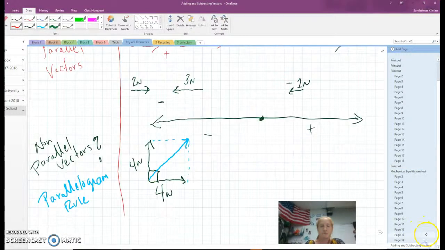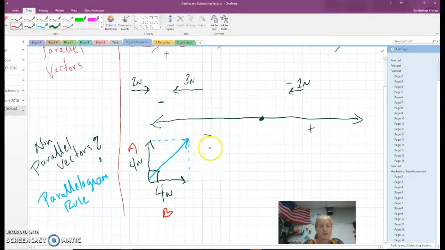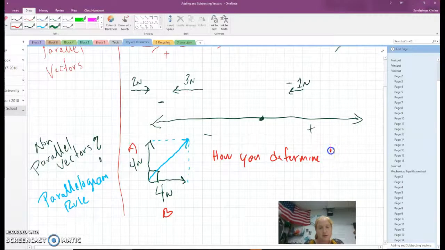Okay, adding and subtracting vectors. Okay, so that's the base. And if you notice, I'm always labeling this one as A and this one as B. That just makes it easier for me for being consistent because we're going to need to use that. Okay, so the parallelogram rule is just how you determine the direction of a resultant.